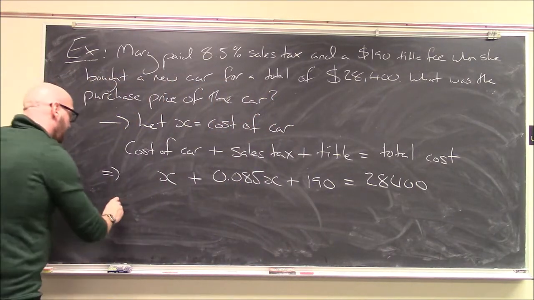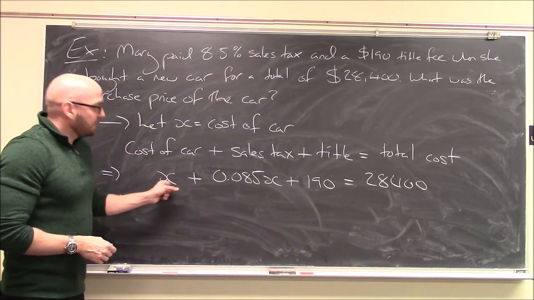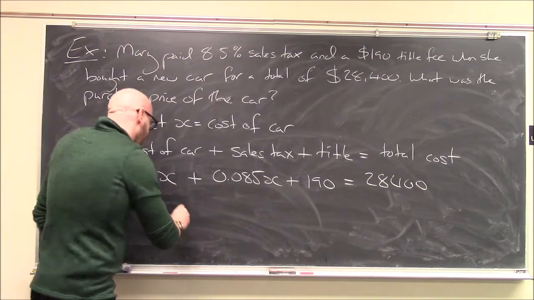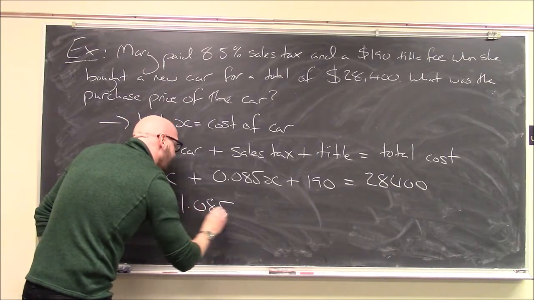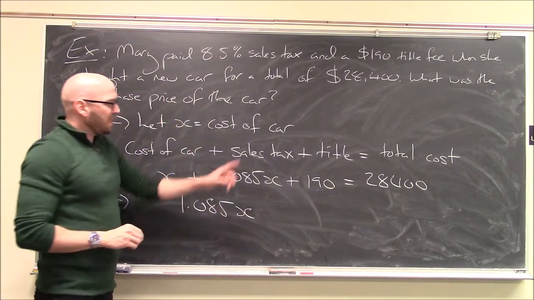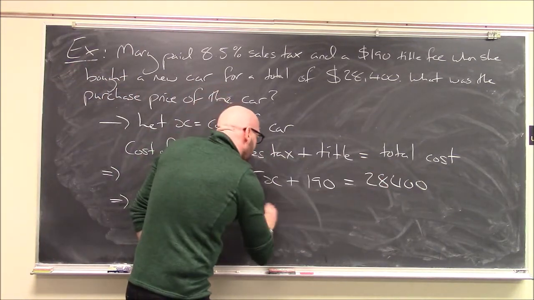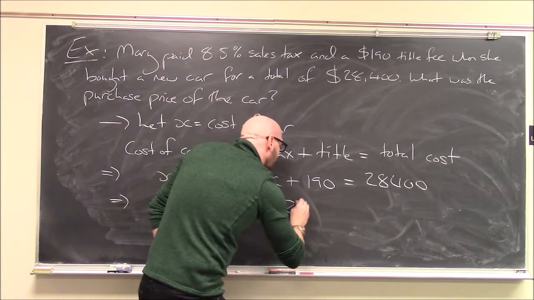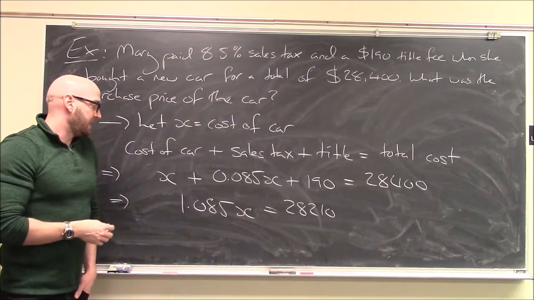So we'll go ahead now and solve this very quickly. What do I want to do? I want to group all the x's together. I've got 1x plus 0.085x. That's 1.085x. Plus 190. Let's just subtract 190 from both sides right now. So this is going to equal 28,210. Subtracting 190 from both sides.